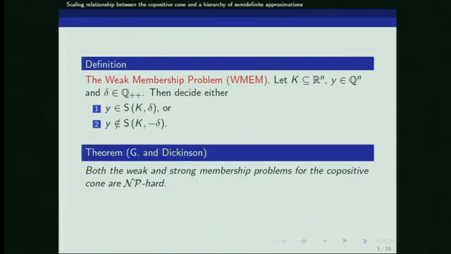And then to summarize, we got this result which shows that both the weak and the strong membership problems are actually NP-hard problems for the copositive cone. So this is really quite a hard problem.